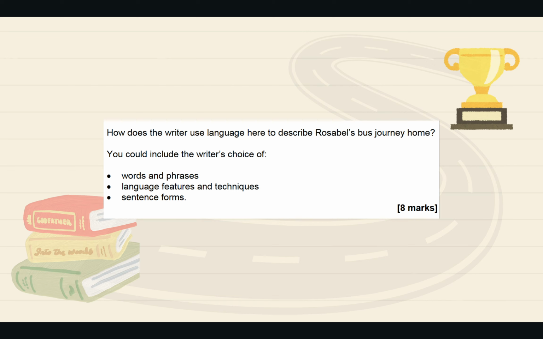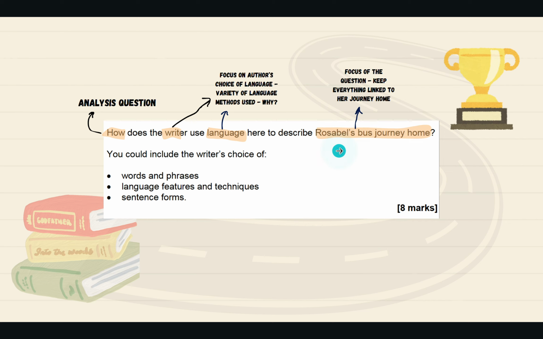Okay, let's have a look together. So if we have a look at the word how, this shows us this question is an analysis question, so we have to look at the effect on the reader. We can't just put quotes down. The fact this question asks us about the writer and language shows that we have to focus on the author's choice of language and the variety of language methods they have used, and we have to discover why they have been used and what effect they create. Rosabel's bus journey home in the question is the focus, so we have to keep our answer fully linked to her journey home.